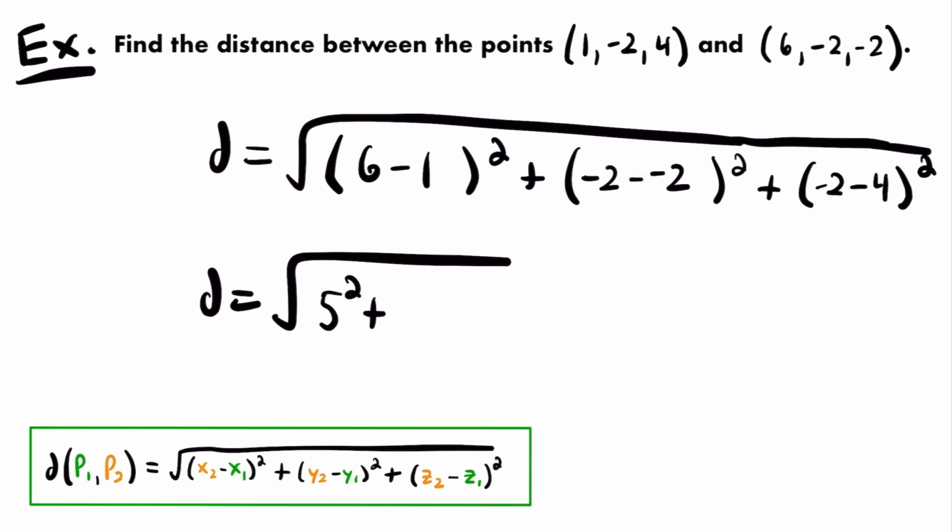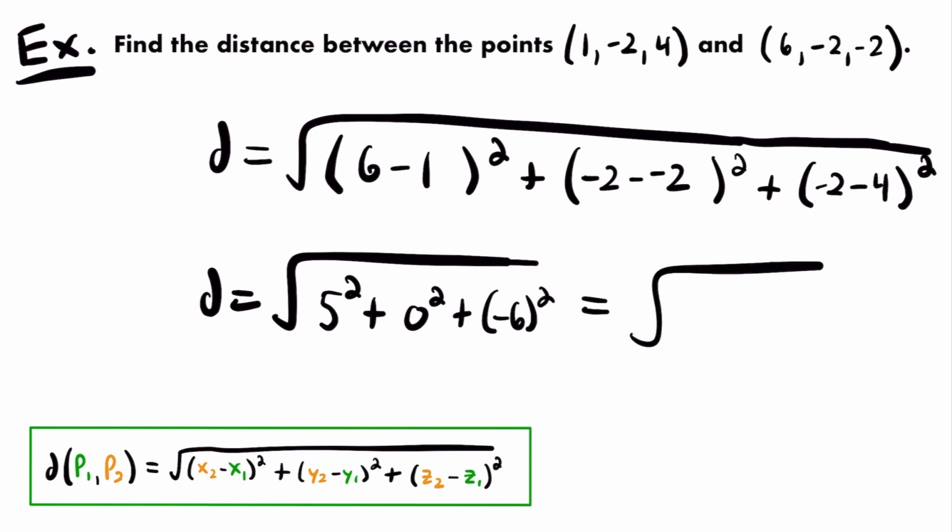Those negatives cancel out and become positive, and -2 plus 2 is 0. So we have 0 squared, and then we're adding -2 minus 4 squared, and -2 minus 4 is -6. So we have -6 squared. All right, now 5 squared is 25, 0 squared is 0, and -6 squared is 36. So this is equal to the square root of 25 plus 0 plus 36, and 25 plus 36 is 61.